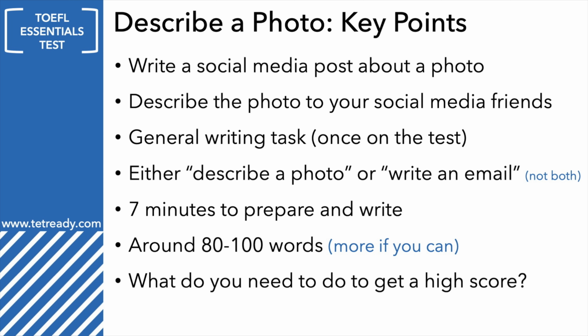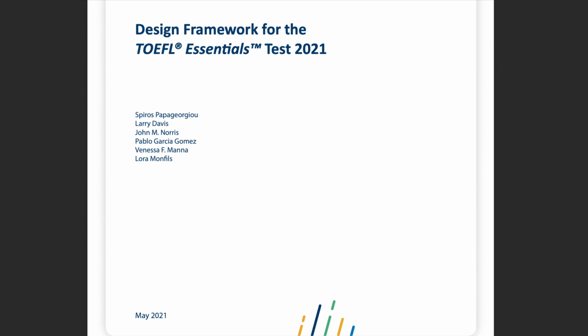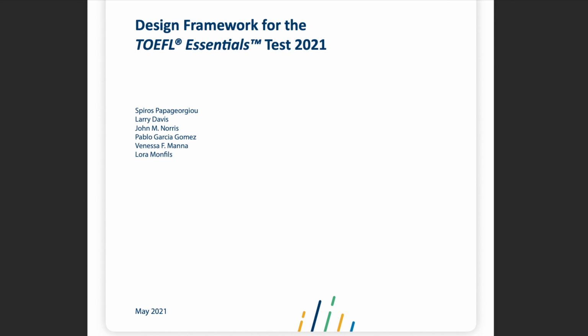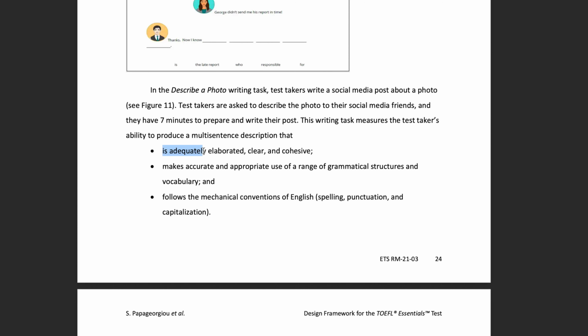Okay then, so what do you need to do in order to get a high score? Well, luckily for us, ETS does mention this in their TOEFL Essentials framework, which is available on their website if you're interested in reading it. If you go to the describe a photo section, it mentions what ETS is looking for. And there are 3 main points. Number 1, is the description adequately elaborate, clear, and cohesive? Alright, so elaborate, clear, and cohesive.